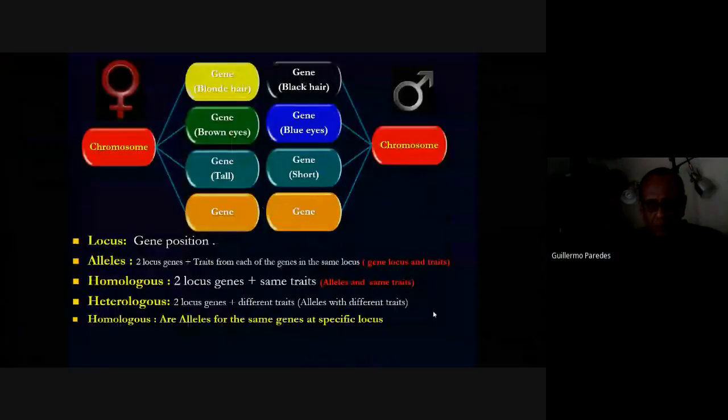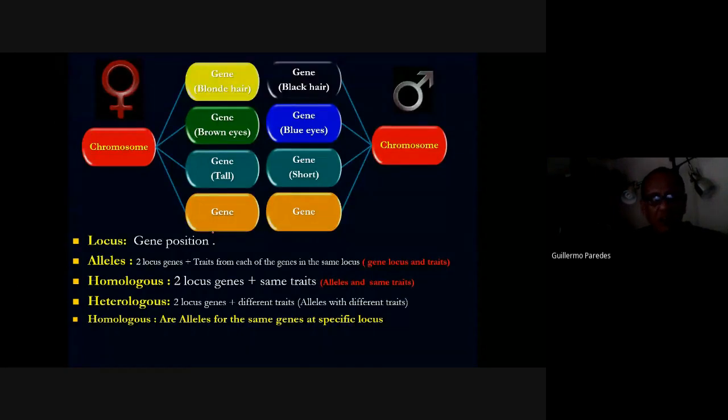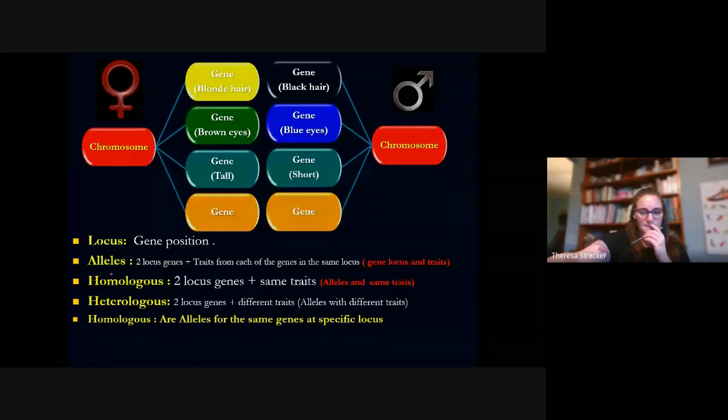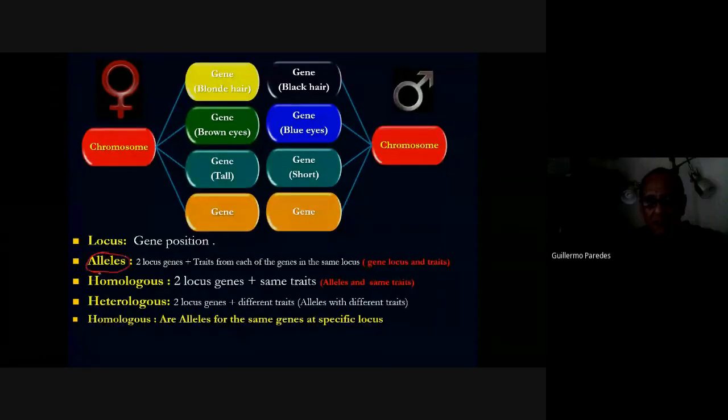Okay. So locus is the gene position, and a gene is the codification for a protein. So for example, the color of your eyes and the color of your hair are going to be determined by the genotype of a gene. That genotype is going to show as a phenotype, what you're going to see with your bare eyes. Is that clear or no? It's clear. Okay.